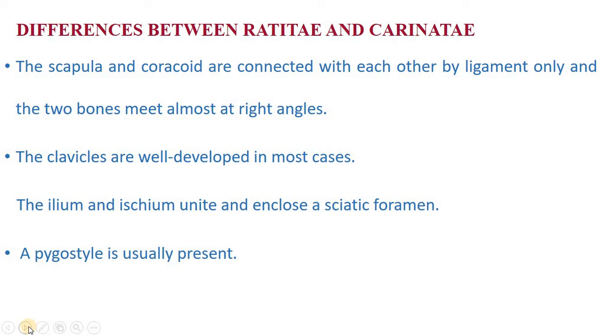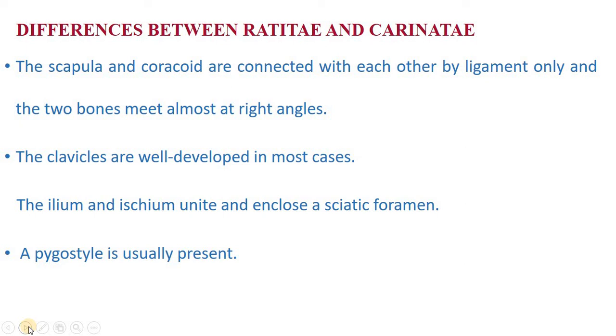And the clavicles are well developed in most cases. The clavicles are well developed and form the V-shaped furcula. The V-shaped furcula is found in the Carinatae, the flying birds. That is why the clavicles are not well developed in the Ratitae, but in the Carinatae the clavicles are well developed. The ileum and ischium are united and enclose the sciatic foramen. The ileum, ischium, and pubis are the parts of the pelvic girdle. So here the ileum and ischium are uniting in the Carinatae.